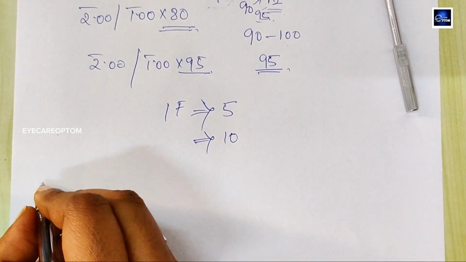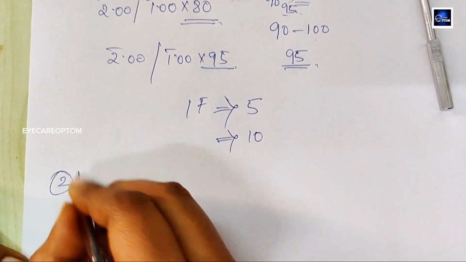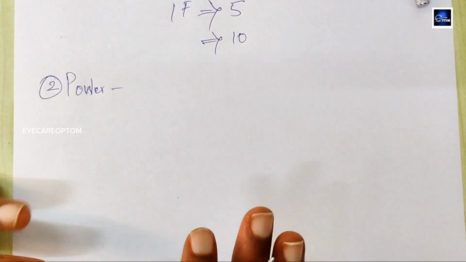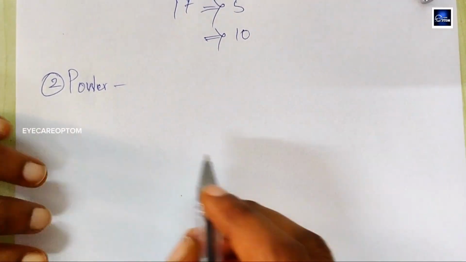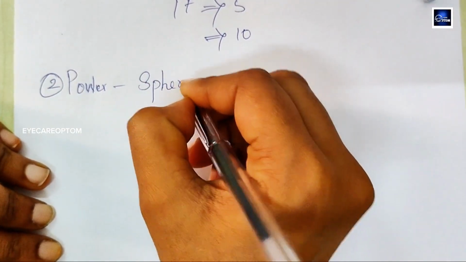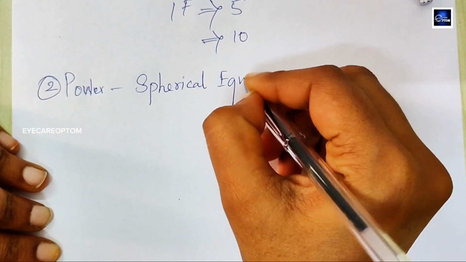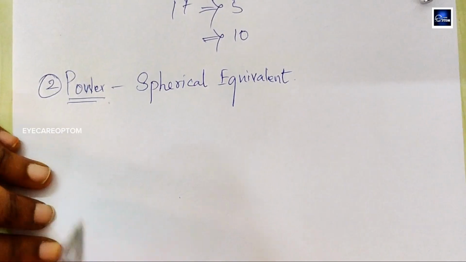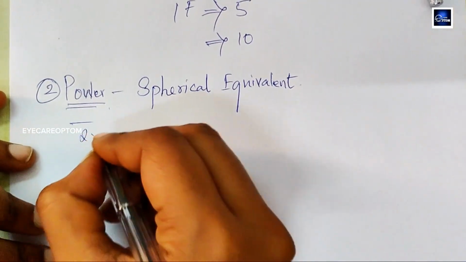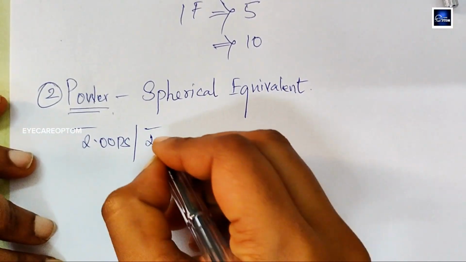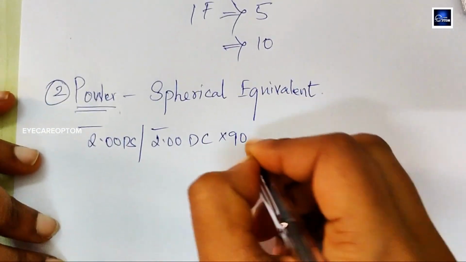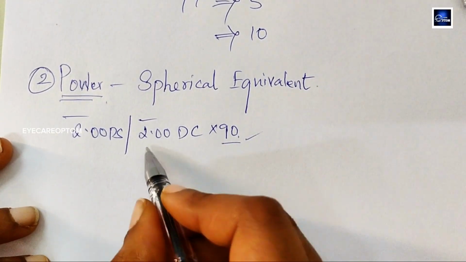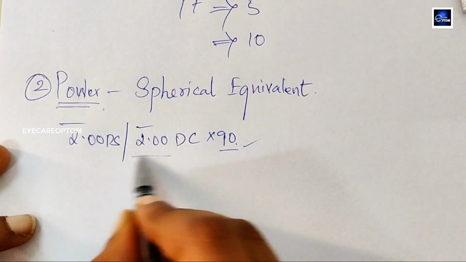Let's move on to the power refinement calculation. When you are refining power, you always have to remember one important thing, which is your spherical equivalent. So maintaining the spherical equivalent is very important when you are refining the power. So let's take an example of -2 diopter sphere with -2 diopter cylinder at 90 axis. According to the procedure, let's say we have already refined the axis. So we are going to refine this power, which is -2 here.